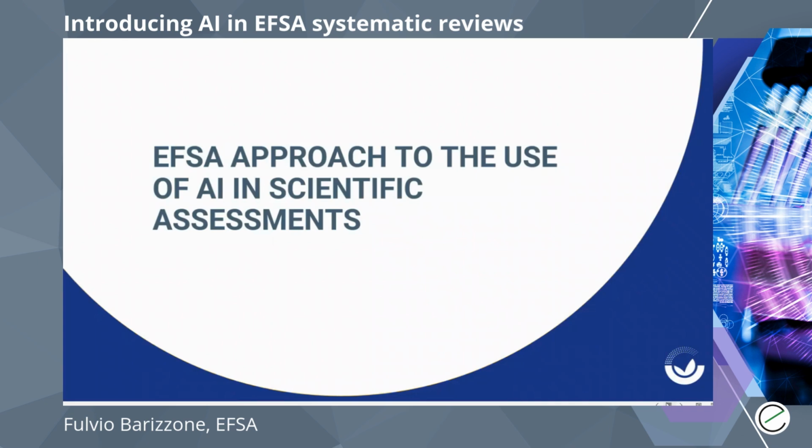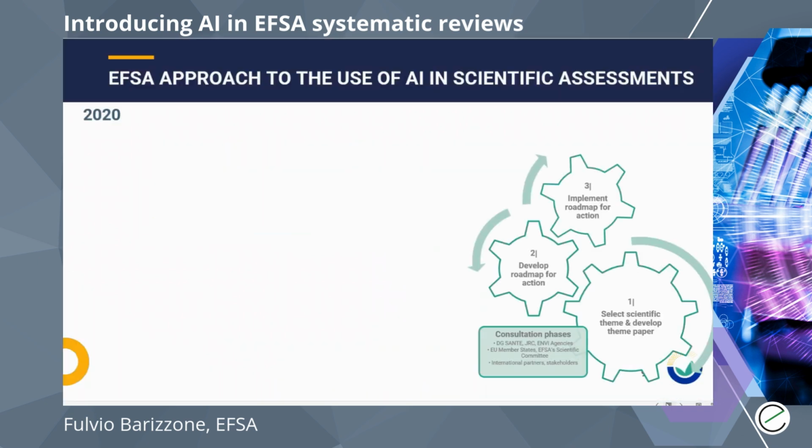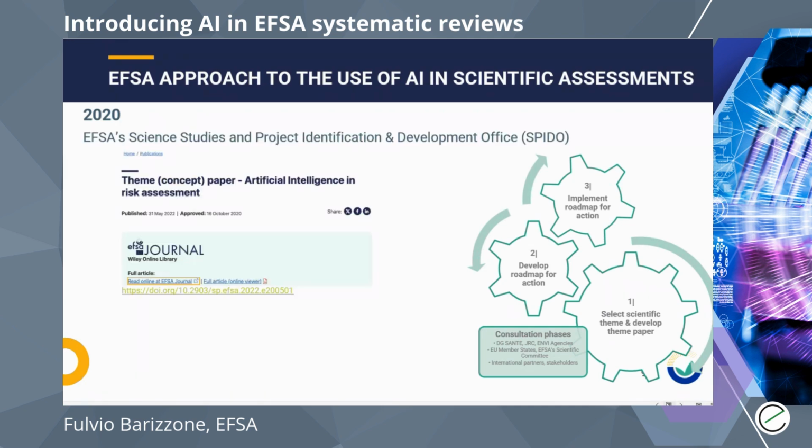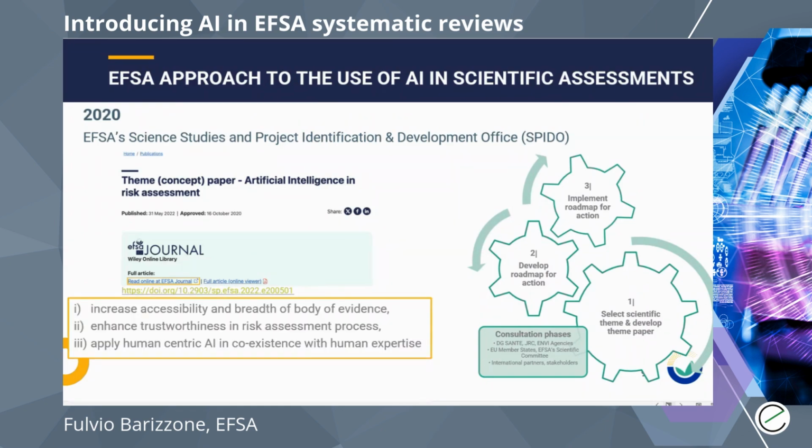So what is the EFSA approach to the use of AI in scientific assessment? Formally, it all started in 2020 with the drafting of a concept paper on artificial intelligence in risk assessment. This was a high-level paper creating a vision for the use of AI in EFSA scientific assessment. The vision was to increase the accessibility and breadth of the body of evidence in EFSA opinions, and, which is very difficult for me to say, trustworthiness in risk assessment processes, applying a human-centric AI consistent with user expertise.